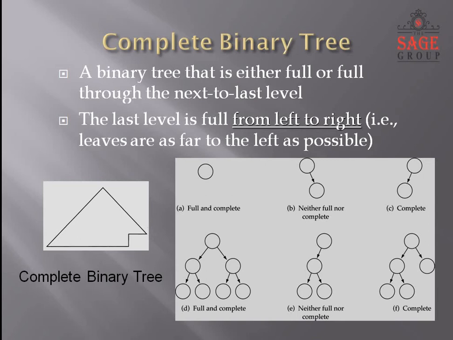Now let us come to the F example. Here it is a complete, not full but a complete binary tree because the last but one level also has to be complete. So in E, the last but one level is not complete, and in F, the last but one level is complete, so it is a complete binary tree.